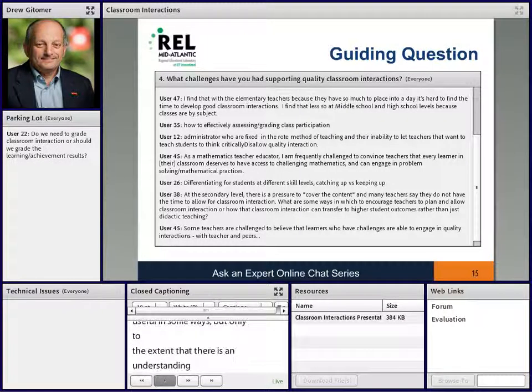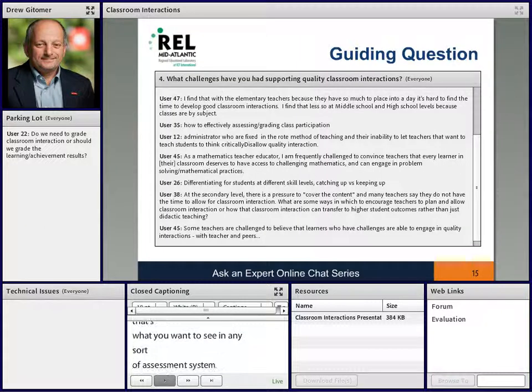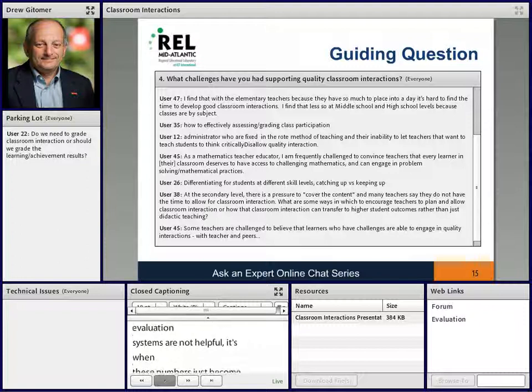And so this idea of having clear expectations, ultimately of having a kid being able to evaluate their own work because they understand the criteria by which something's getting evaluated, I think that's what you want to see in any sort of assessment system. Otherwise, it just becomes this set of numbers, and I think to the extent that these evaluation systems are not helpful, it's when these numbers just become numbers and are disconnected from practice.